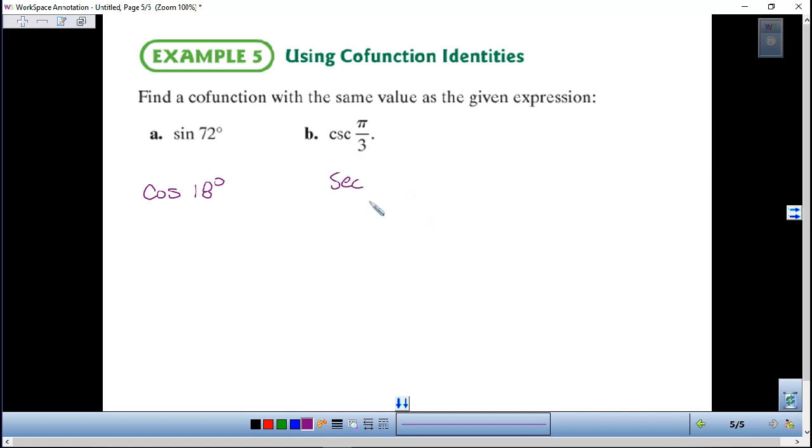Pi over 3 is going to add to pi over 6. Now, in case you're having some problems with that, remember we need a common denominator, so we've got pi over 3 plus pi over 6. I'm going to confirm that this equals pi over 2. So when we get common denominators, we're going to have 2 pi over 6, that's pi over 3, plus pi over 6 equals 3 pi over 6, which is equal to, of course, pi over 2.